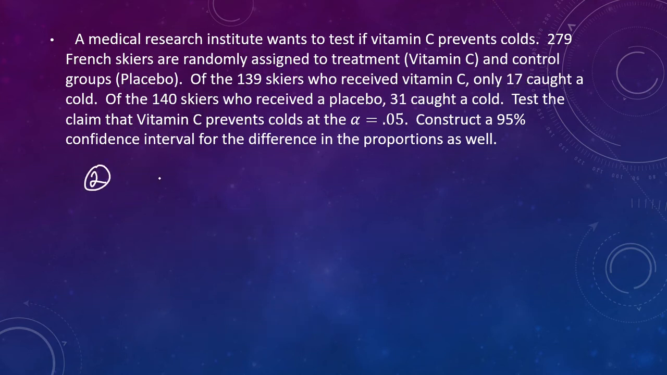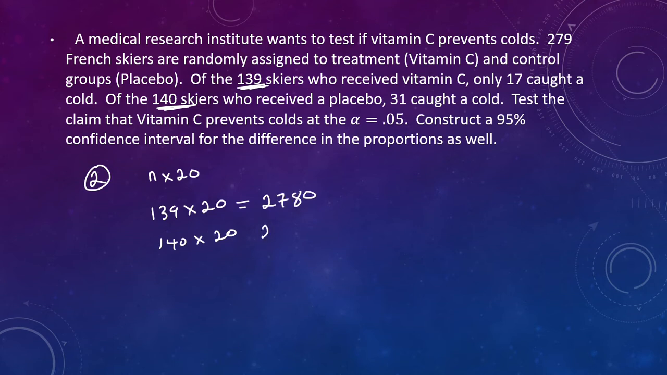Condition 2, I'm going to take the sample size and multiply it by 20 for both of the groups. So for the first group, the vitamin C group, we have 139. We're going to multiply that by 20. And for the second group, we have 140. And we're going to multiply that by 20. 139 times 20 is 2780, and 140 times 20 is 2800. So for the first group, our population size has to be at least 2780, and our population size has to be at least 2800 based on the second group.